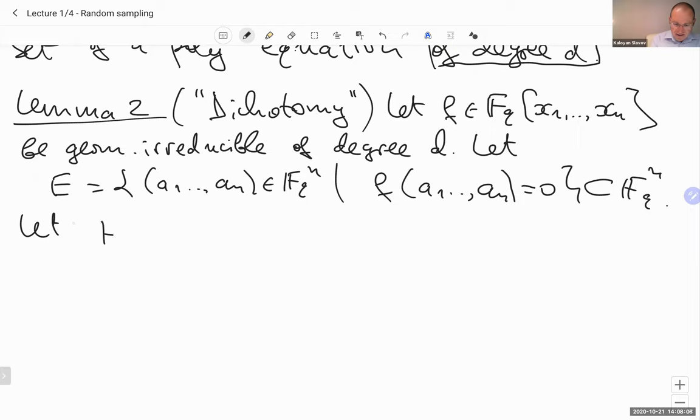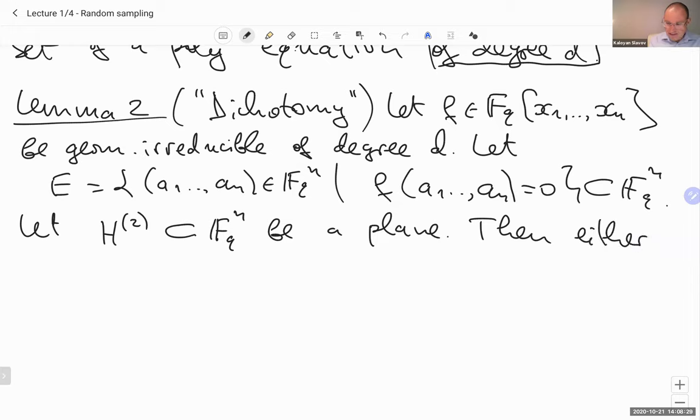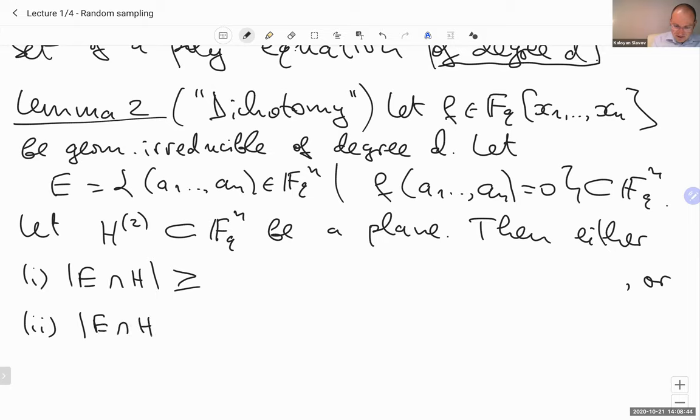Let H, a plane inside F_q^n, be any plane. By this I mean, again, a translation of a plane in the sense of linear algebra. So H doesn't have to pass through the origin. Then we look at the intersection of our set E with H. Either the intersection of E and H is very large, or the intersection of E and H is very small. This is the dichotomy. They're either very large or very small.